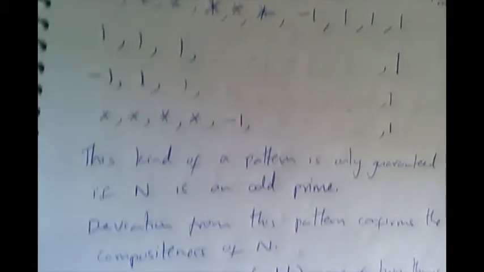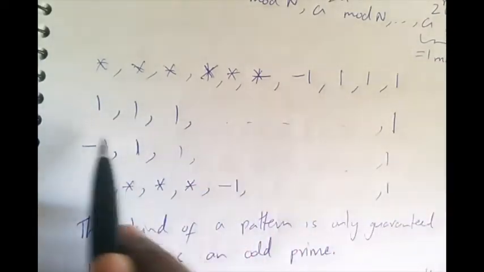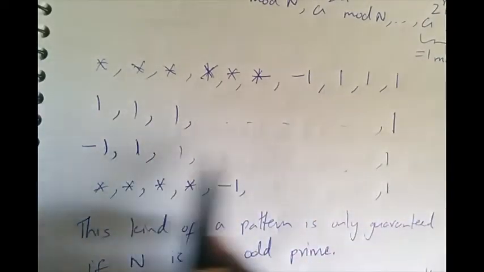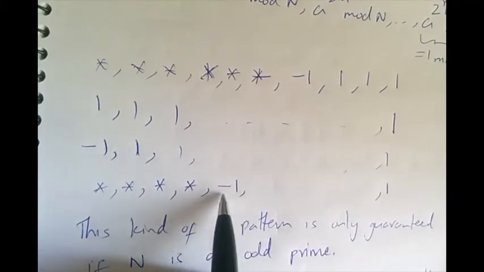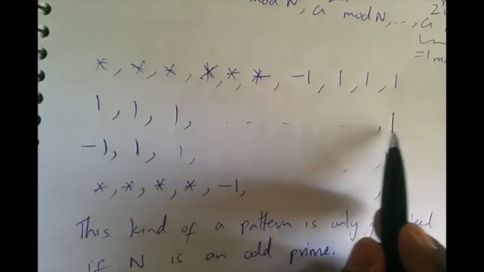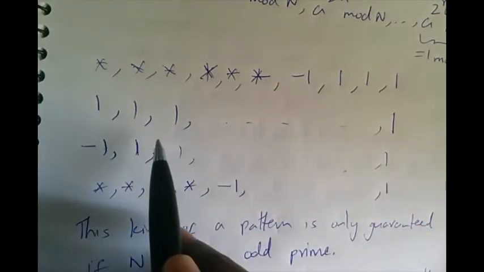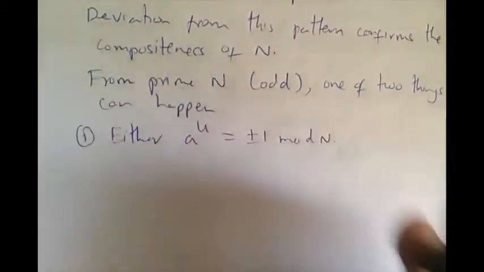So this was the case like this. Either the first power a to the u mod n is either 1 or minus 1, and after that you see only ones everywhere. That can happen. Or one of these has to be minus 1. If all ones is eliminated, then at least one minus 1 has to appear. So either the minus 1 appears right at the beginning or somewhere in the middle. That's what the second condition is going to say.